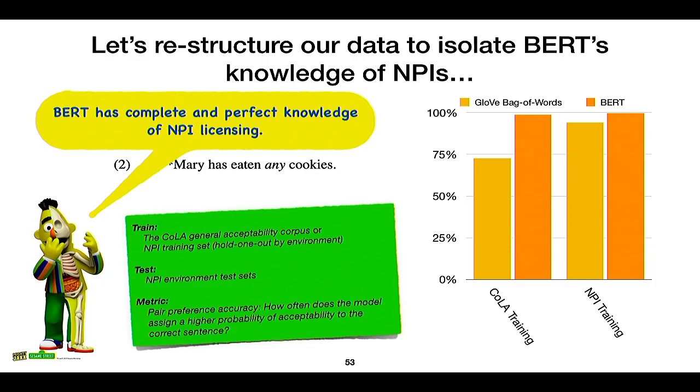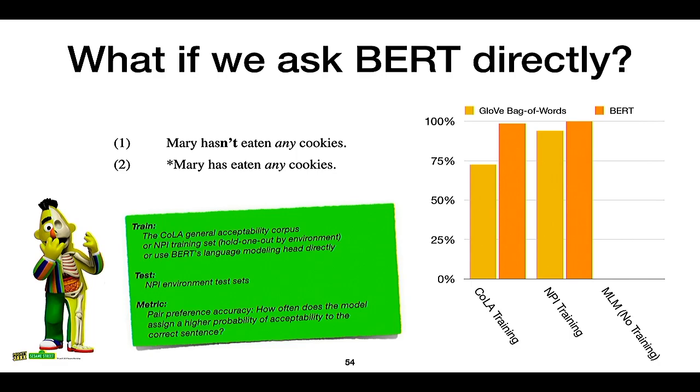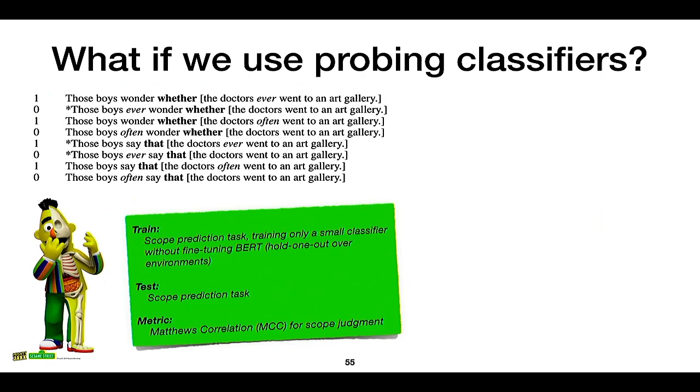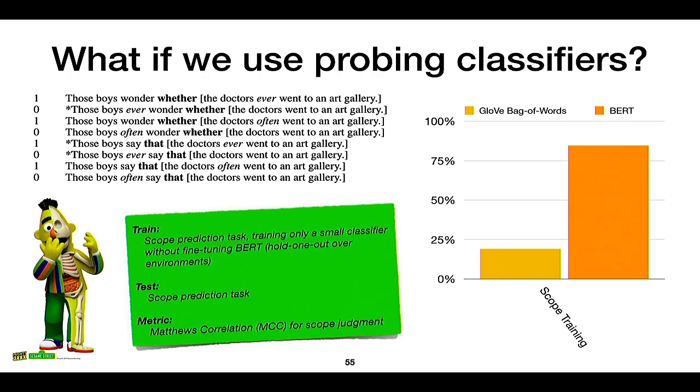We can do this one more way. We can use BERT's language modeling heads to test it with no training data. I'm not going to go into much detail here. And here we get a more lukewarm result. We could also do a probing style study where we just ask which word positions are under the scope of a licensor rather than asking about acceptability. Here we get, again, a more lukewarm result.